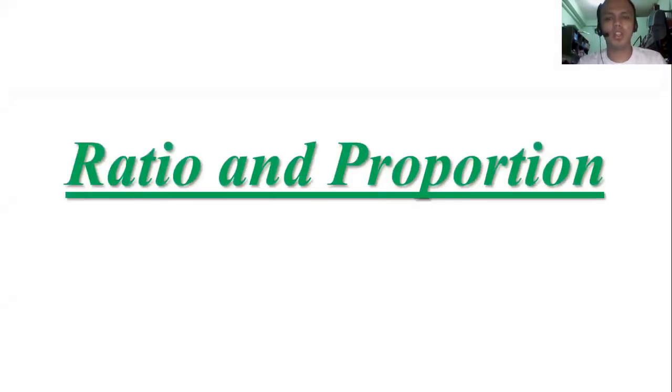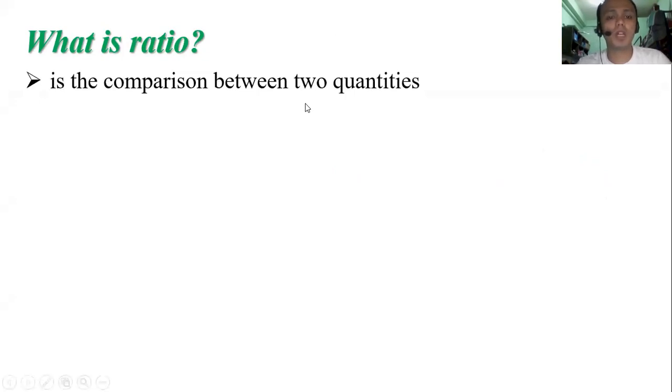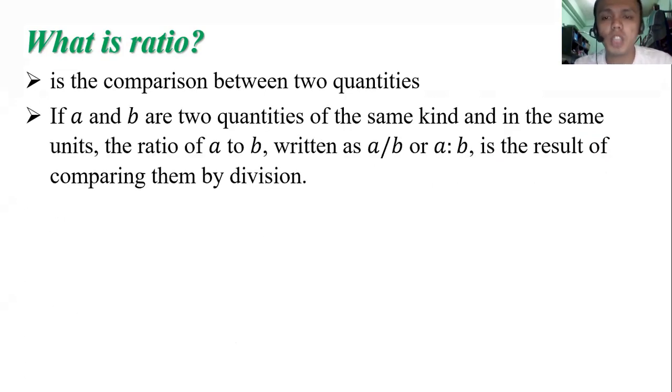So today we will discuss ratio and proportion. Ratio and proportion are very familiar to you because they were discussed since elementary. What is ratio? Ratio is the comparison between two quantities. Here we compare two quantities. If A and B are two quantities of the same kind and in the same units, the ratio of A to B, written as A over B or A is to B, is the result of comparing them by division.